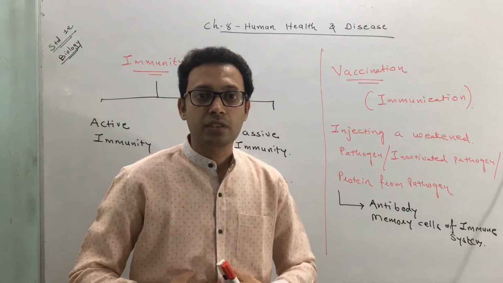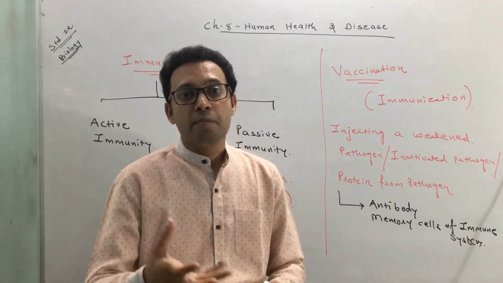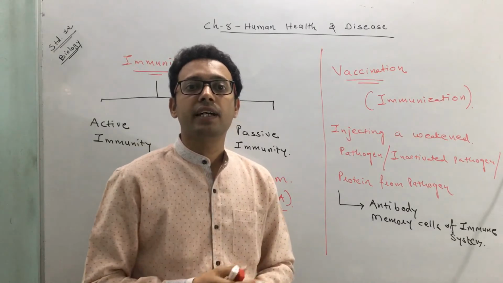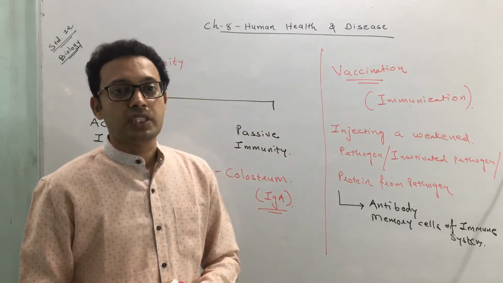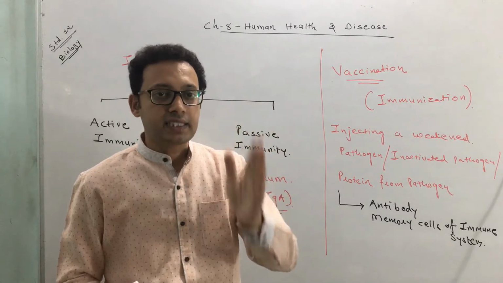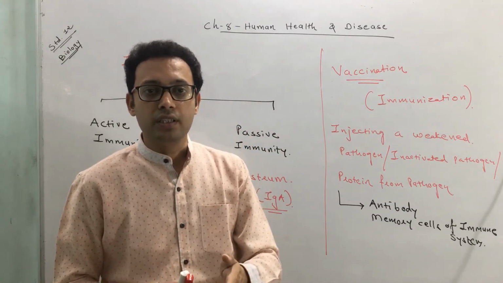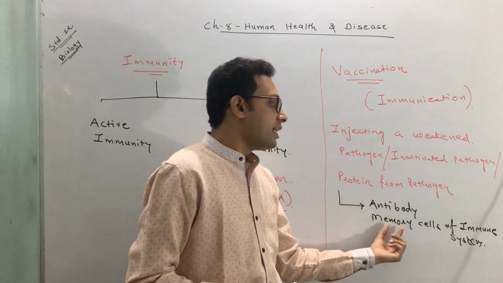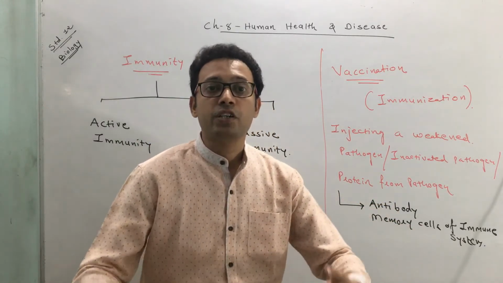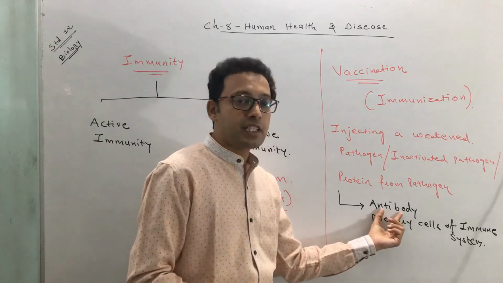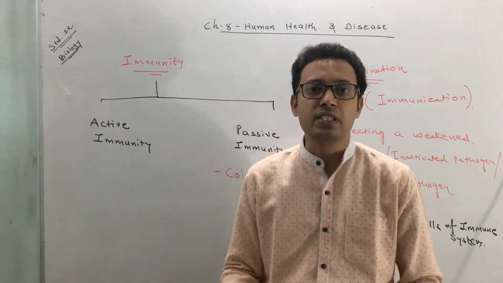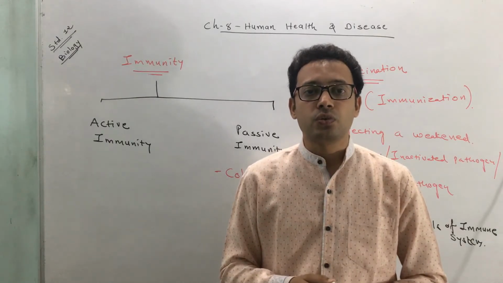Our immune system cells memorize how to kill those pathogens, so the second time they attack in the same manner. They don't have to learn, and they protect you. But as I have told you, this works by production of antibody, and if there is production of antibody, obviously the process is slow.